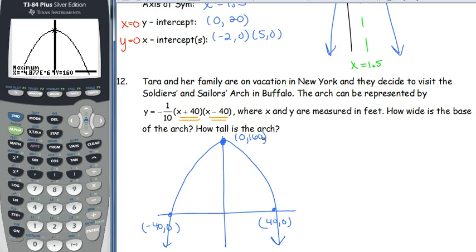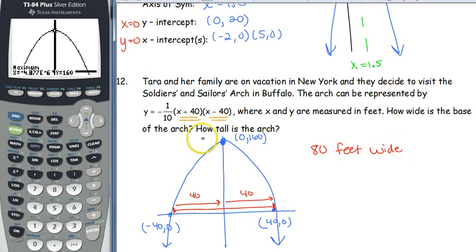We want to decide how wide the base of the arch is and how tall it is. Well, if I'm looking to see how wide it is, that is talking about the x's. So from here to here, I have to go 40 to get to 0, and then I have to go 40 more to get to the other end. So it is going to be 80 feet wide.